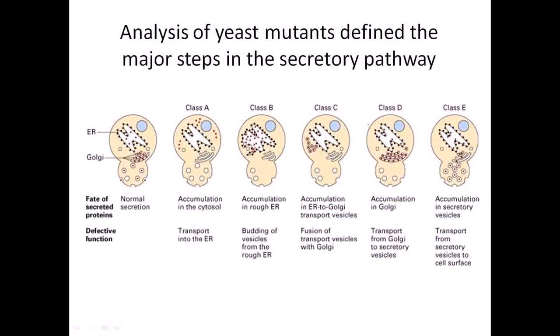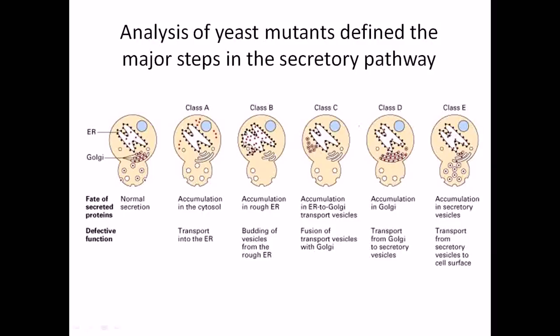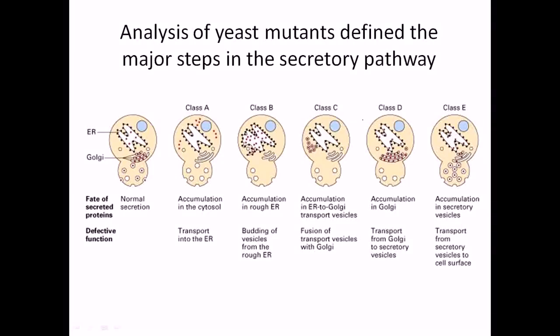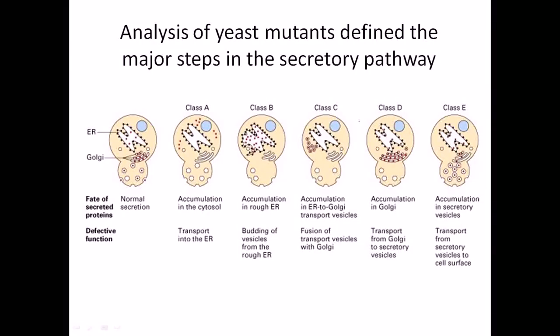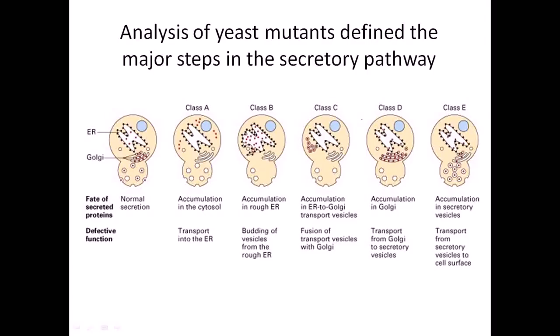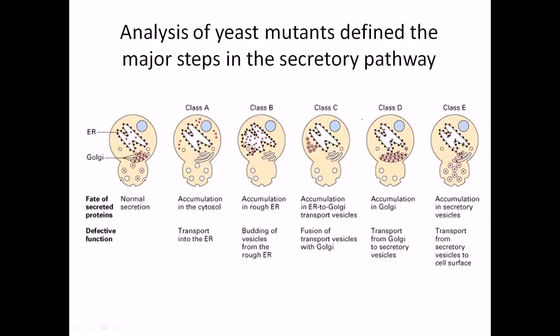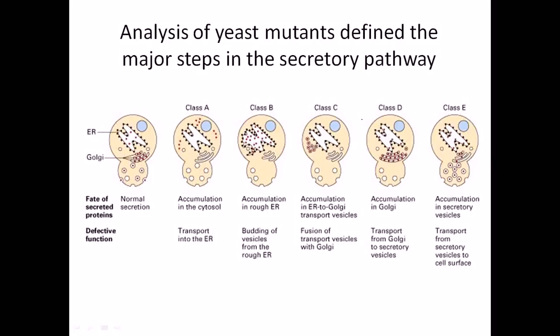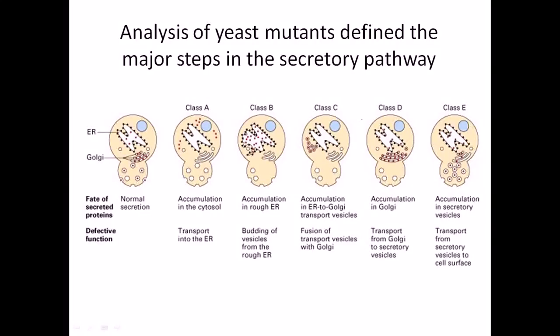Now, analysis of yeast mutants to define the different major stages in the secretory pathway. So that's a very important thing, because for protein analysis we usually rely on yeast cells, because yeast cells are very small eukaryotic cells, easy to work with. So that's why we always choose yeast in these cases.